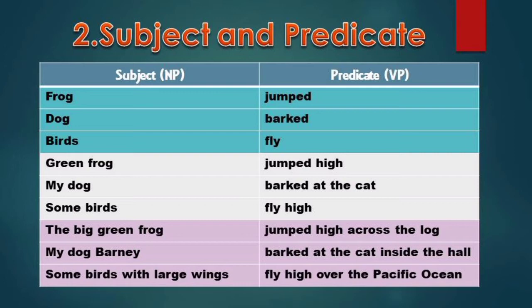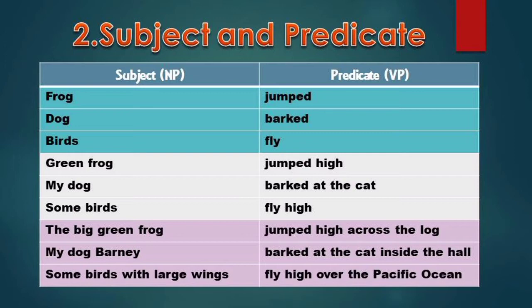And birds begin. Some birds with large wings fly high over the Pacific Ocean. Fly high over the Pacific Ocean, that is the predicate. From the verb fly, it starts the predicate.